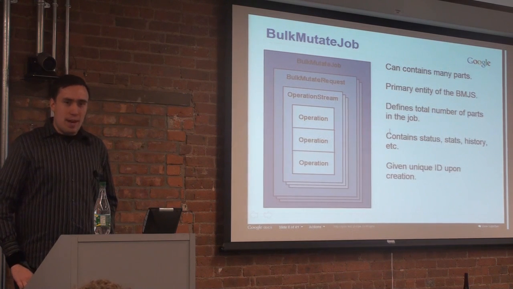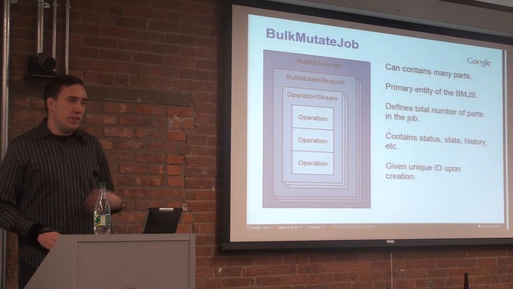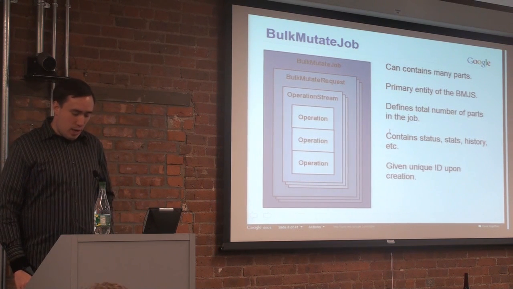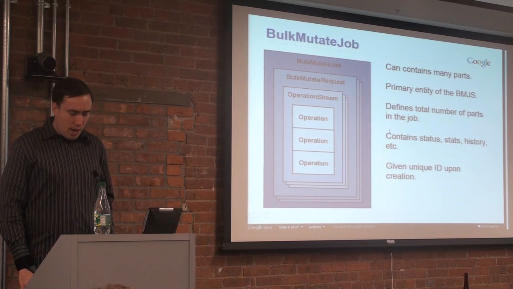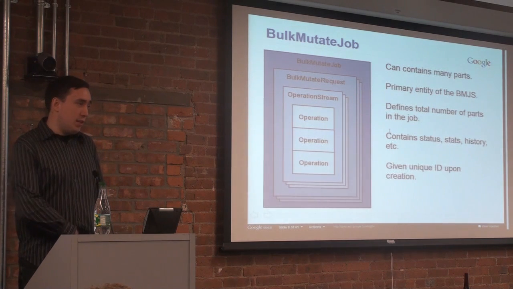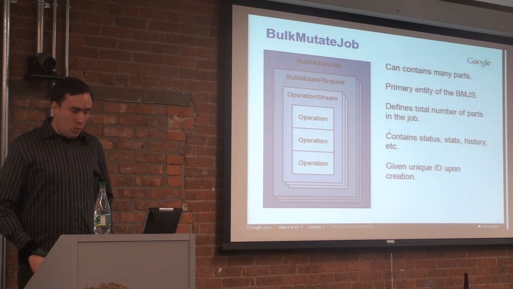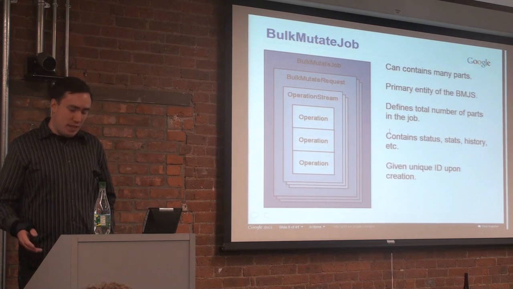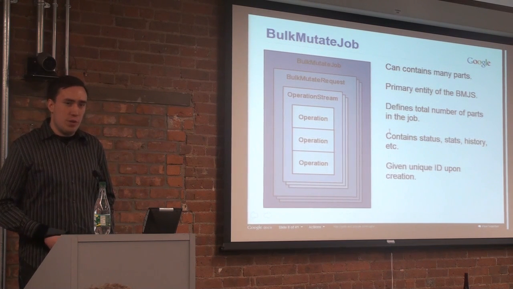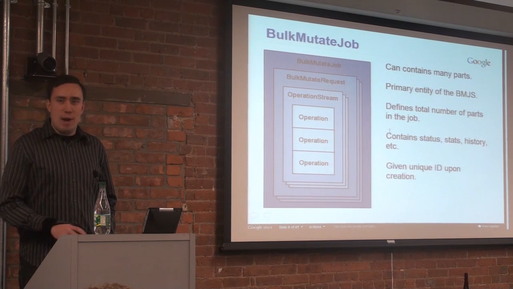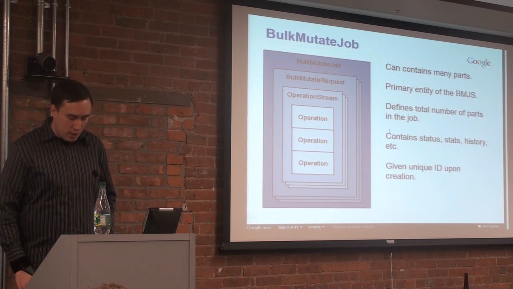Then the outermost level is where we have our actual bulk mutate job. This is the entity that you're actually manipulating here. You're getting, setting, and adding, and it's the main unit of the BulkMutateJobService. On this bulk mutate job, you do have to define the total number of parts to expect in the job. When you're getting it later on, it's the object that has the status, the stats, the history, and all the meta information about this job that we want to learn. Everything else is just wrappers to organize the data, but this is the entity that will have all that extra metadata associated with it.